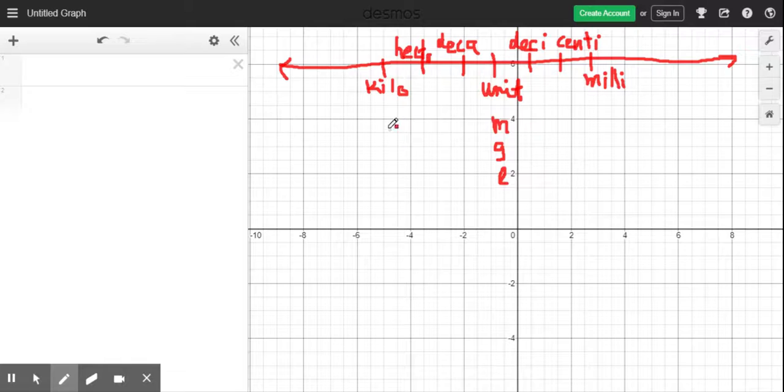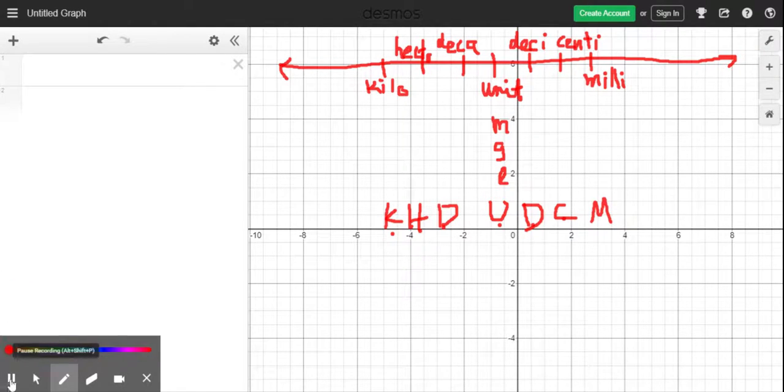Now, some people remember this with the acronym or the little saying, King Henry died unusually drinking chocolate milk. So I don't know if that helps you or not, but here it is. King Henry died unusually drinking chocolate milk. So your kilo, hecto, deca, the unit, deci, centi, milli. And you really should have that committed to memory to help you with some of these problems.